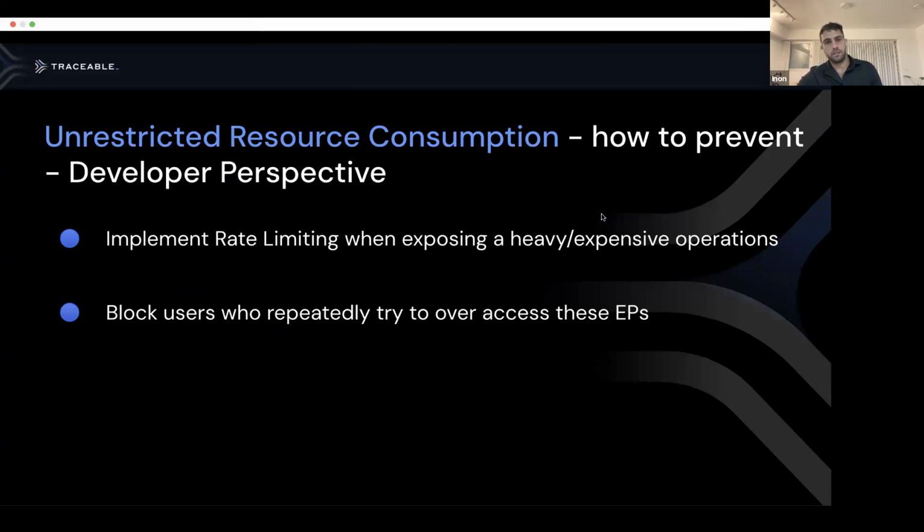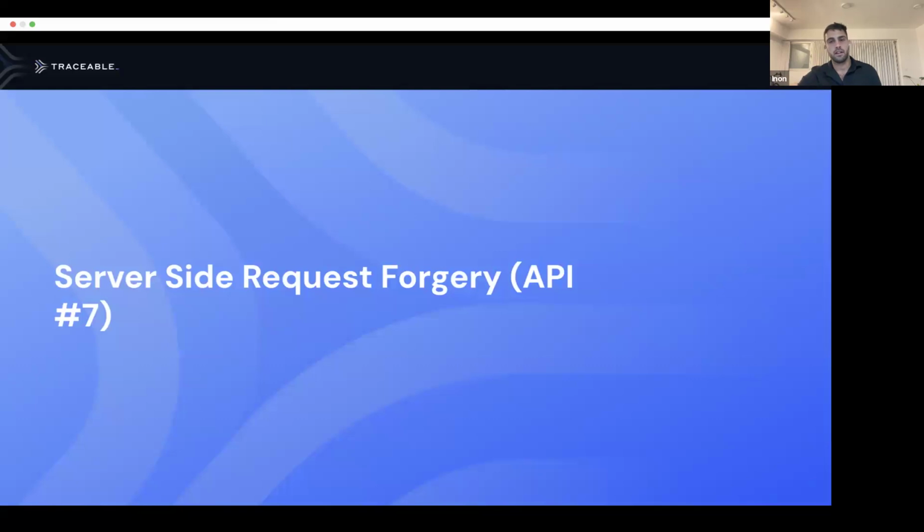How can we prevent unrestricted resource consumption? It's very important to implement rate limiting, and to block users who try to access those expensive endpoints again.